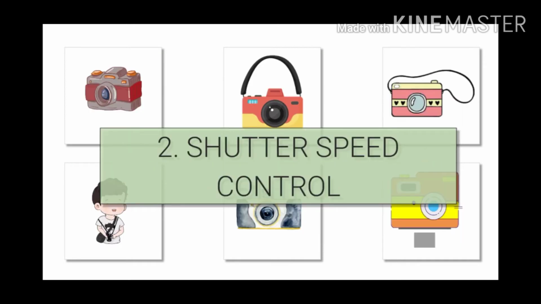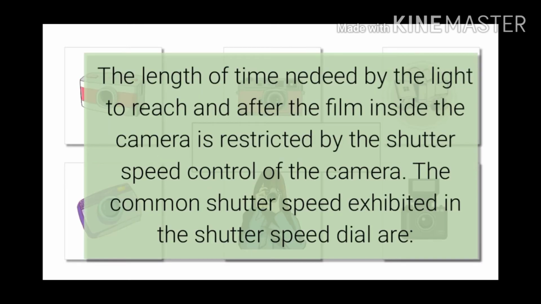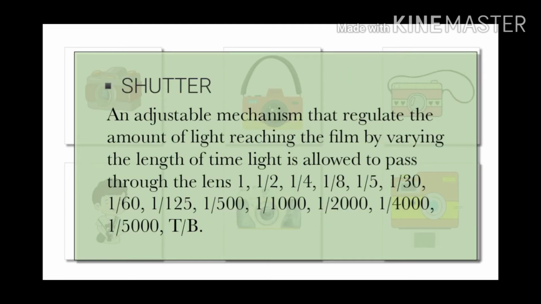Number 2, shutter speed control. The length of time needed by the light to reach and affect the film inside the camera is restricted by the shutter speed control of the camera. The common shutter speeds exhibited in the shutter speed dial are shutter, an adjustable mechanism that regulates the amount of light reaching the film by varying the length of time light is allowed to pass through the lens.